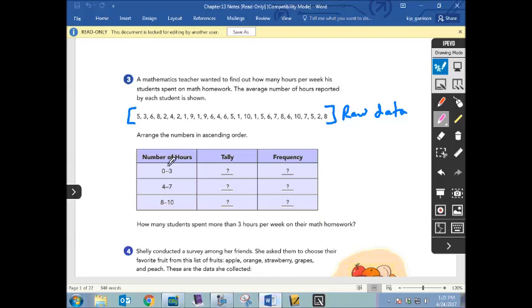How many people were between 0 and 3 hours? So there's 1, there's 2, and you should be circling these. If you have a highlighter, that's fine, but if you don't, circling is fine. As you can see, I'm going through and picking out everybody that spends between 0 and 3 hours. Make sure I didn't miss any. Then we count them. That's 8, and of course our frequency would be 8 as well.